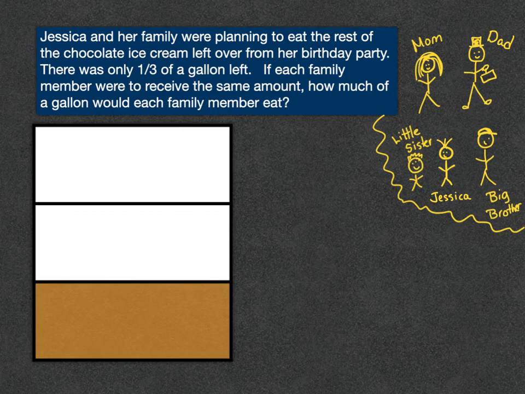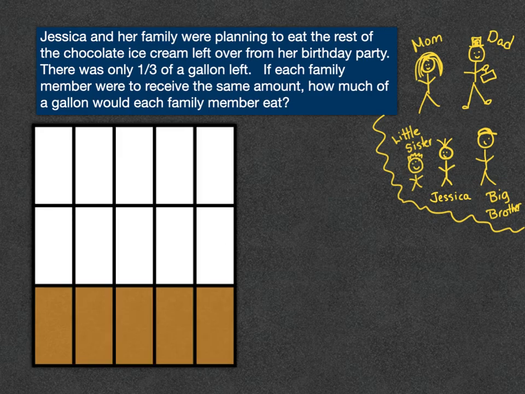We would need to know who was eating the ice cream to determine how many pieces to divide the fraction into. As you can see from the picture, we have Jessica, her mom, her dad, her big brother, and her little sister. That gives us 5 family members who want some ice cream. If we divide the 1/3 gallon into 5 equal sections, going in the opposite direction, we can see that we now have much smaller pieces and many of them.